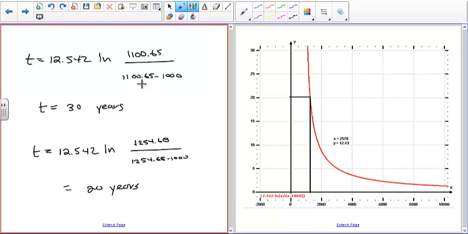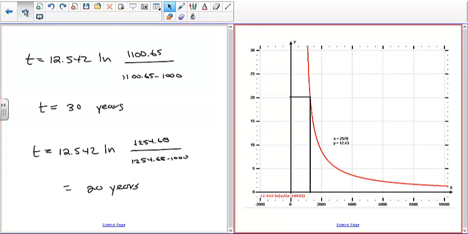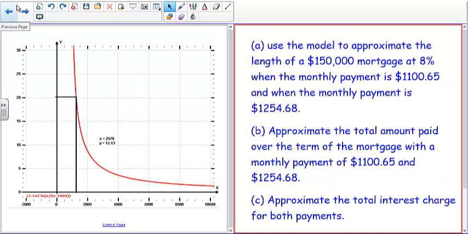So you can see I pay another $150 a month, but I pay the mortgage off in 2/3 of the time. So that's why it's always good to try to pay as much as you can off on your mortgage. Ultimately, you're going to save a lot of money on interest, especially in this case because it's 8% interest, which is pretty high.